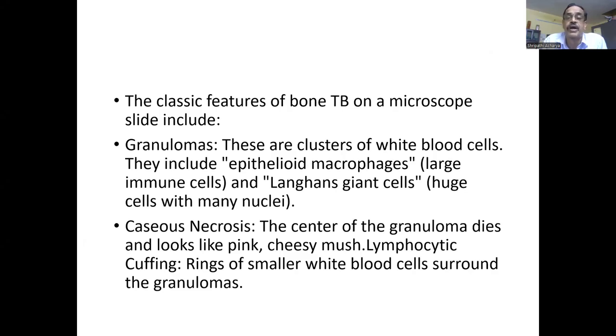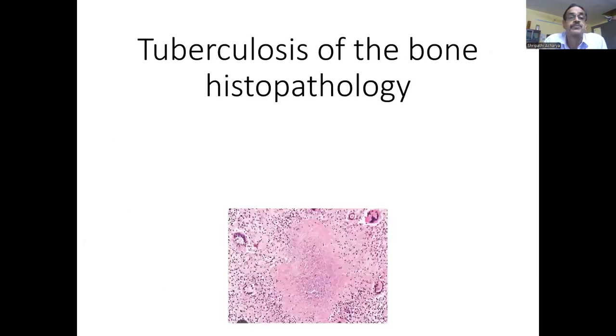These are clusters of white blood cells. They include epithelial macrophages, large immune cells, and Langhans giant cells, huge cells with many nuclei. Caseous necrosis: the center of the granuloma dies and looks like pink cheesy mush. Lymphocytic cuffing: a ring of smaller white blood cells around the granulomas. The tuberculosis of the bone slide. You can see the granuloma.